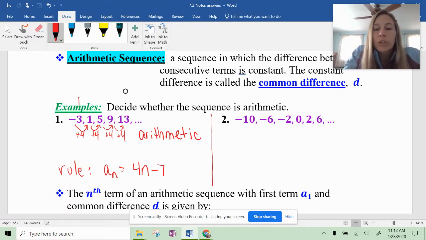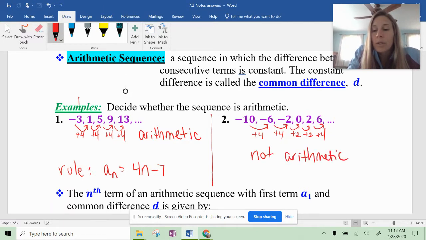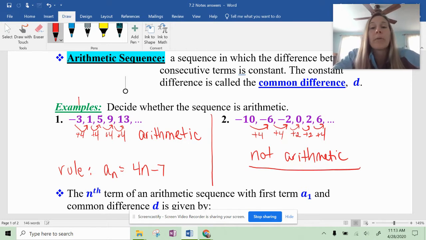So if we look at number 2, to get from -10 to -6, we would add 4. To get from -6 to -2, we would add 4. But then to get from -2 to 0, you're only adding 2 for the next 2 steps, and then you're going back to adding 4. So this would not be arithmetic. This particular sequence may or may not have a rule to it. It's definitely not going to be arithmetic, so we're not going to write a rule similar to what we were working with before.